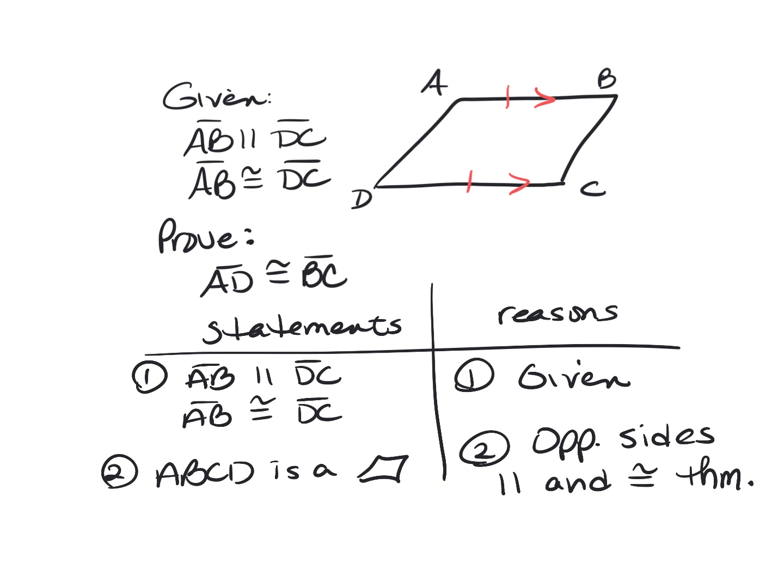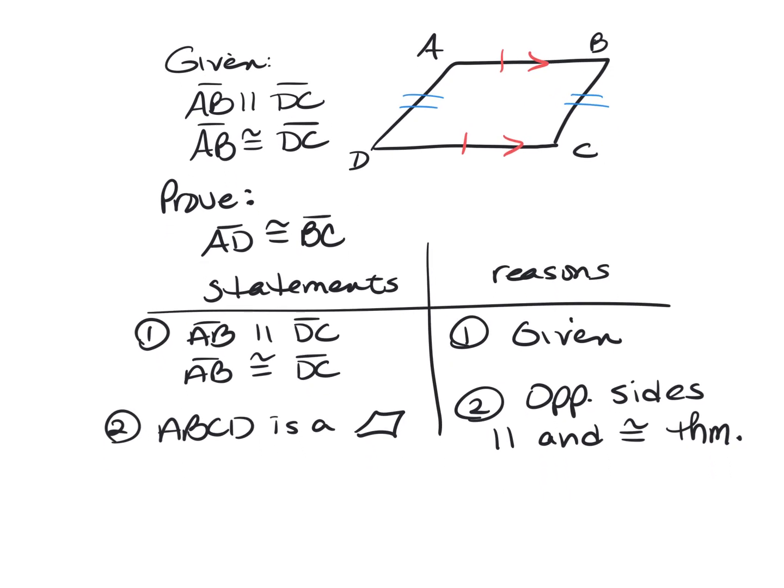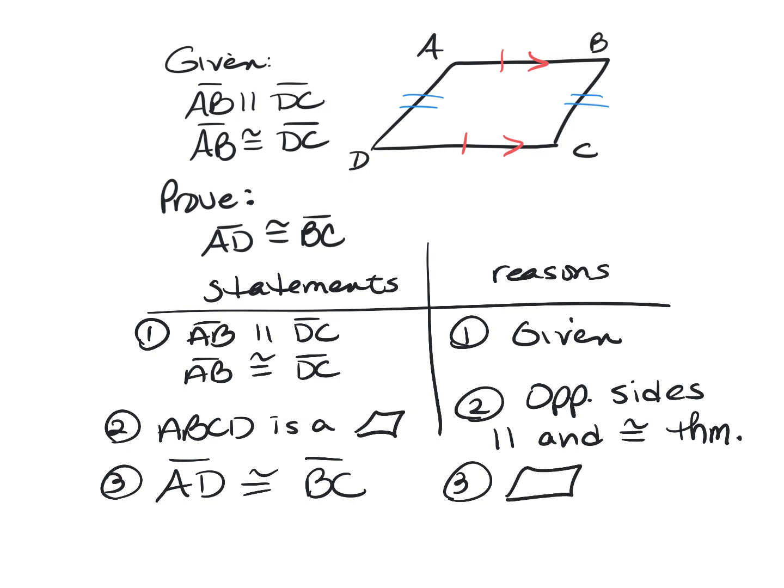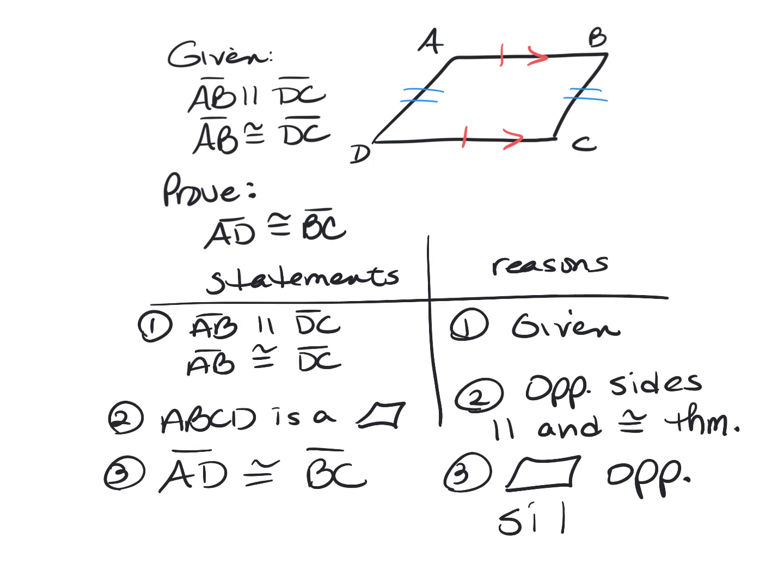So now that I've established that my quadrilateral is a parallelogram, now I can go back and say that these opposite sides, AD is congruent to BC, and that reason would be the parallelogram opposite sides theorem. So this was what we learned yesterday. So now I can go back and say any of those theorems that we learned yesterday can apply to this quadrilateral. So parallelogram opposite sides theorem.